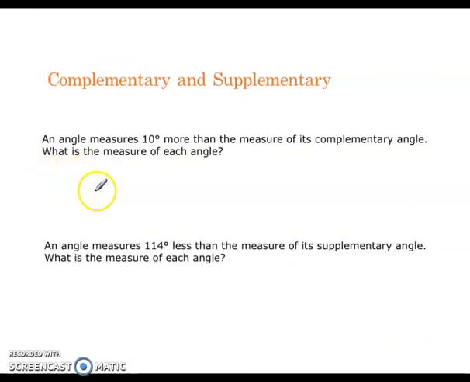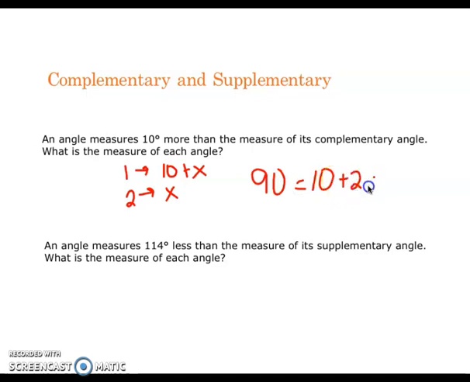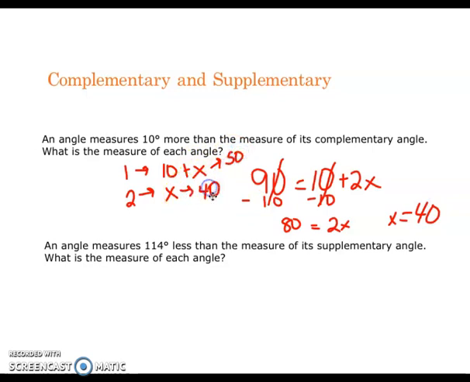The hardest part of the IXL is going to be the word problem. So let's look at this one. An angle measures 10 more than the measure of its complementary angle. So we always have two angles. The first one is 10 more than the complementary angle. So we don't know the complementary angle, we know the first one is 10 more. If they're complementary, their sum is 90. So we combine them, and you get 10 plus 2x equals 90. This is a two-step equation. So I solve and I get 80 equals 2x. So x equals 40. So if I sub x back in, the first angle is 50 degrees. The second angle is 40 degrees.